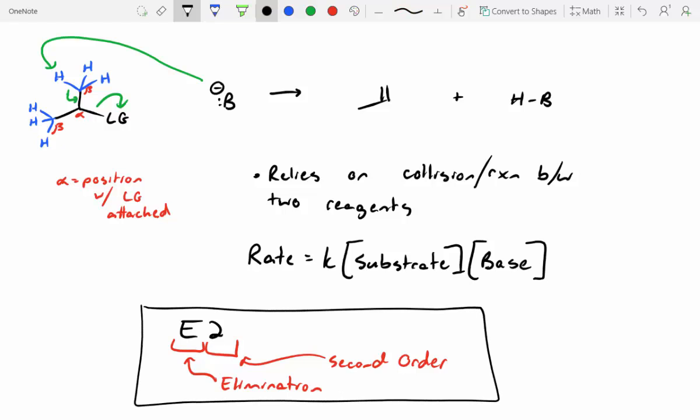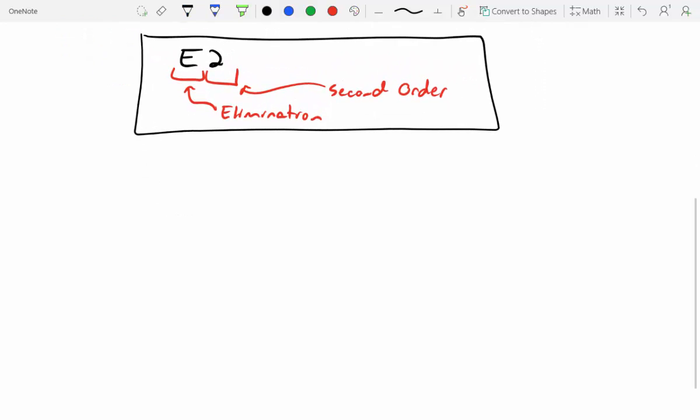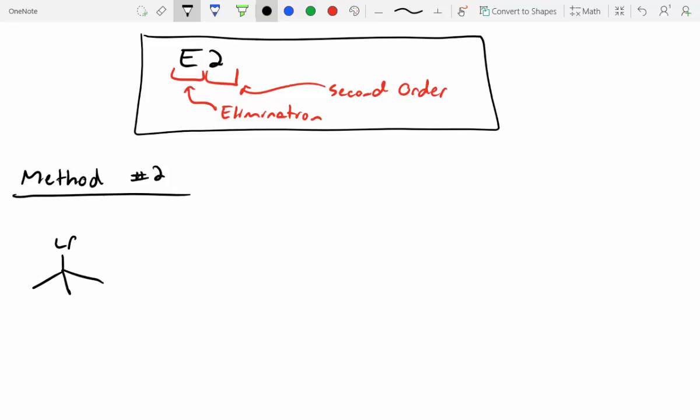So that's one main type of elimination reaction. These are pretty common anytime you've got a really strong base and you've got beta protons that are available next to a leaving group. The second type is going to be analogous to our SN1 reaction. So let's take a look at method 2.